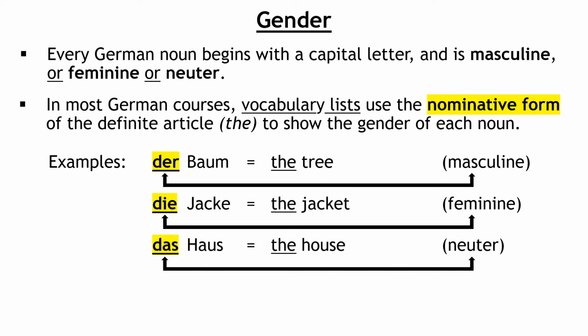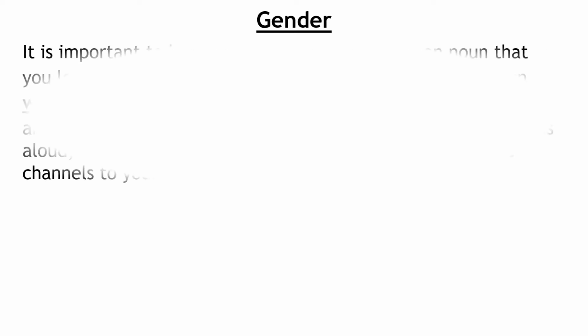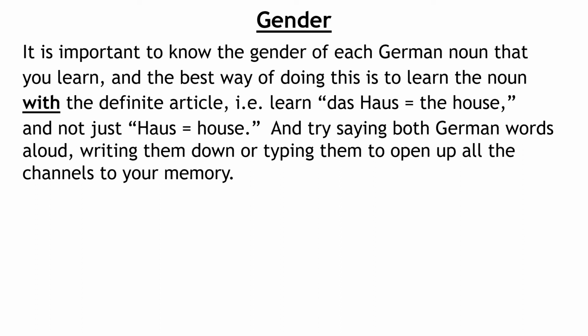You will also see m dot, f dot, n dot, or mask dot, fem dot, neut dot, especially in dictionaries. It is important to know the gender of each German noun that you learn, and the best way of doing this is to learn the noun with the definite article. So learn das Haus equals the house, and not just Haus equals house. And try saying both German words aloud, writing them down or typing them to open up all the channels to your memory.